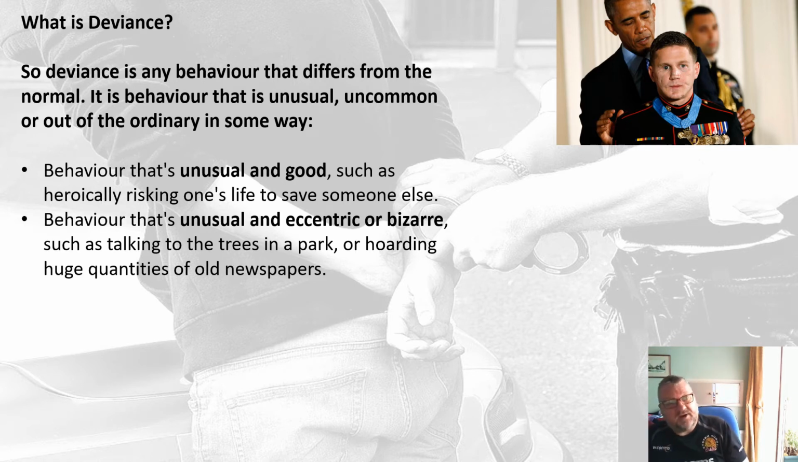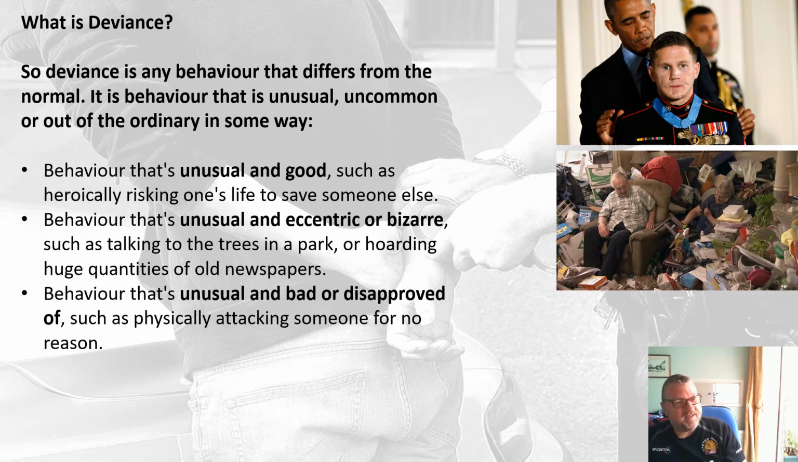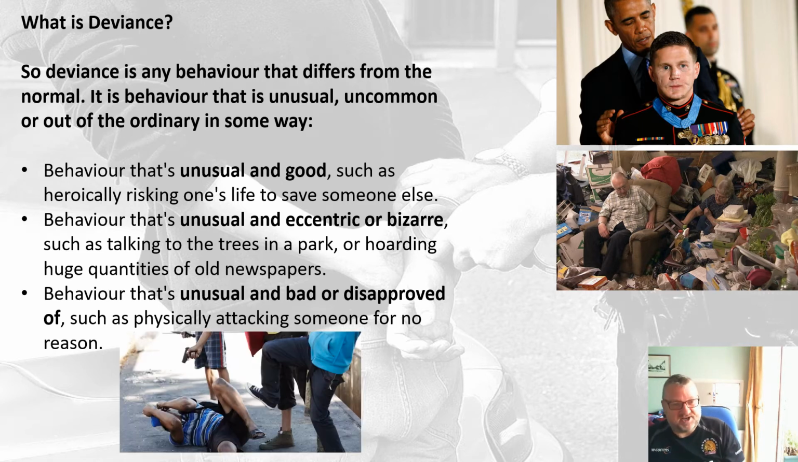Then you can have behaviour that's deviant, that's unusual and eccentric or bizarre, such as people that talk to the trees in the park, or hoard huge quantities of old newspapers. Here there's nothing illegal with living like this, but it's certainly a little eccentric or bizarre. And of course there's behaviour that's unusual and bad and disapproved of, such as physically attacking someone for no reason. That's where we move into the criminal definition of deviance. And of course that's what this course is much more interested in, that criminal element of deviance.